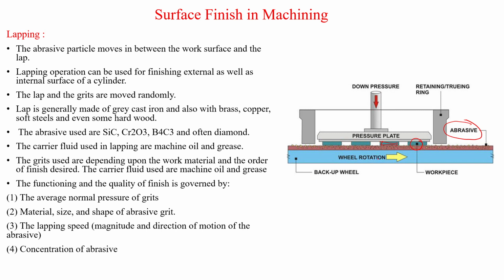Because of the wheel rotation and the downward pressure from the top side, the abrasives get into the workpiece. These abrasive grits are sharp material, right? They have very sharp edges. Because of that, they interact with the workpiece material and remove the irregularities, unevenness or roughness present in the workpiece. So this is the process called lapping, in which the surface finishing is done. This is the overall overview.